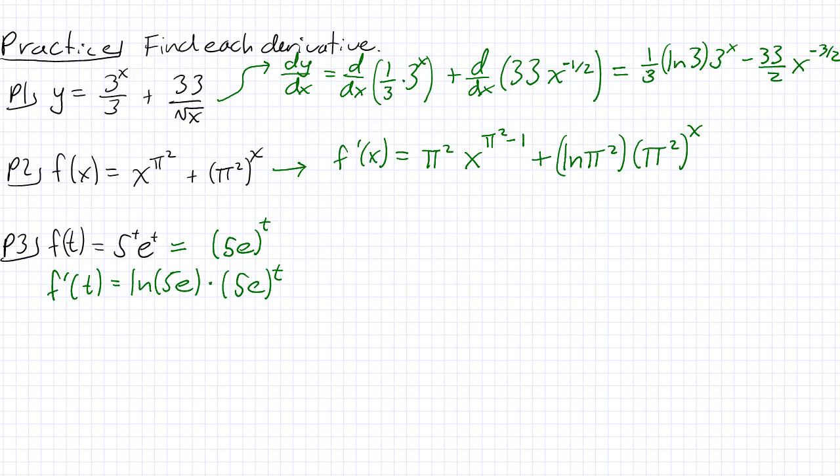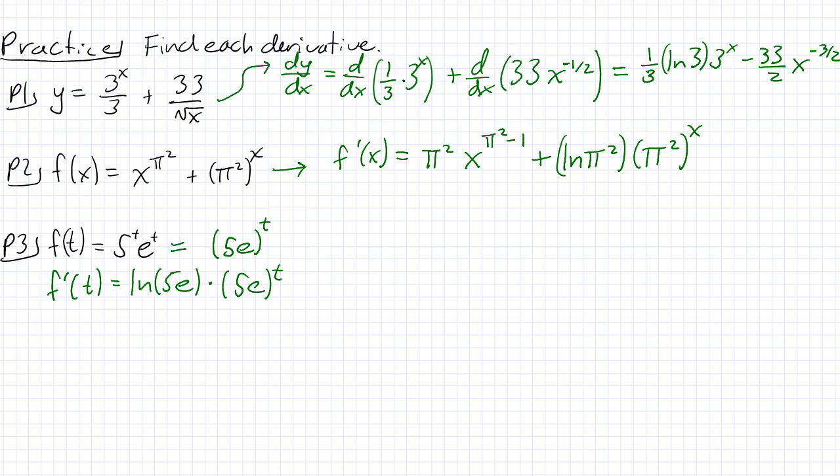With the second problem, the trick is this is a power function with x to a power that's constant. That exponent comes down, and then it becomes pi squared minus 1. And with this one, the variable is in the exponent, so it's an exponential function, and we use the rule for exponential functions, and we have the natural log of pi squared times that same function, pi squared to the power x.